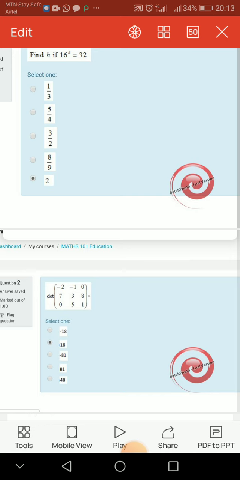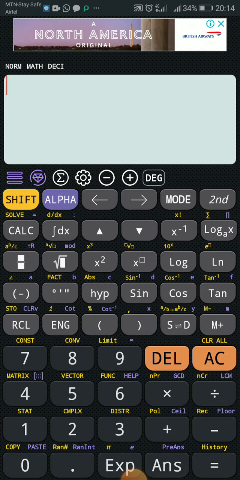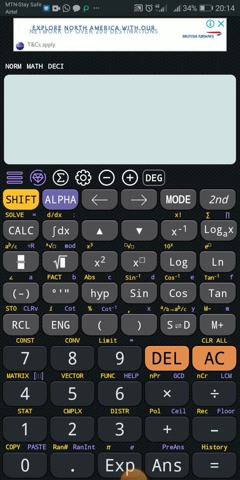Okay, so we start with the first one. We are asked to find h if 16 raised to power h equal to 32. And your calculator does not have h, so we can just use x to represent it. This is the calculator I'm using. That's the calculator I could find. I could best describe it, but it's still the same principle.